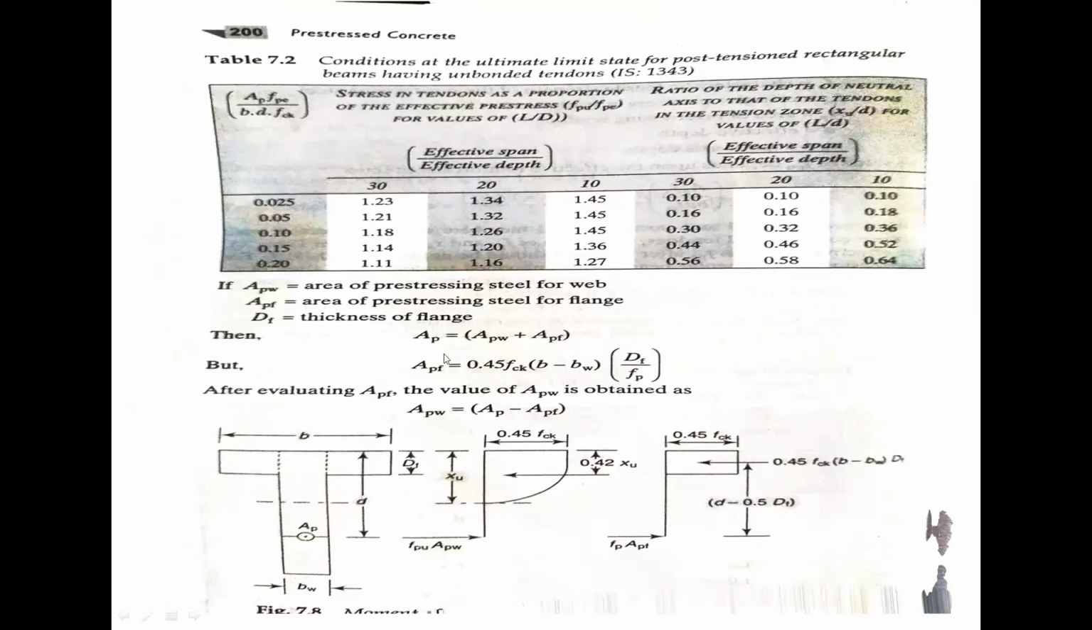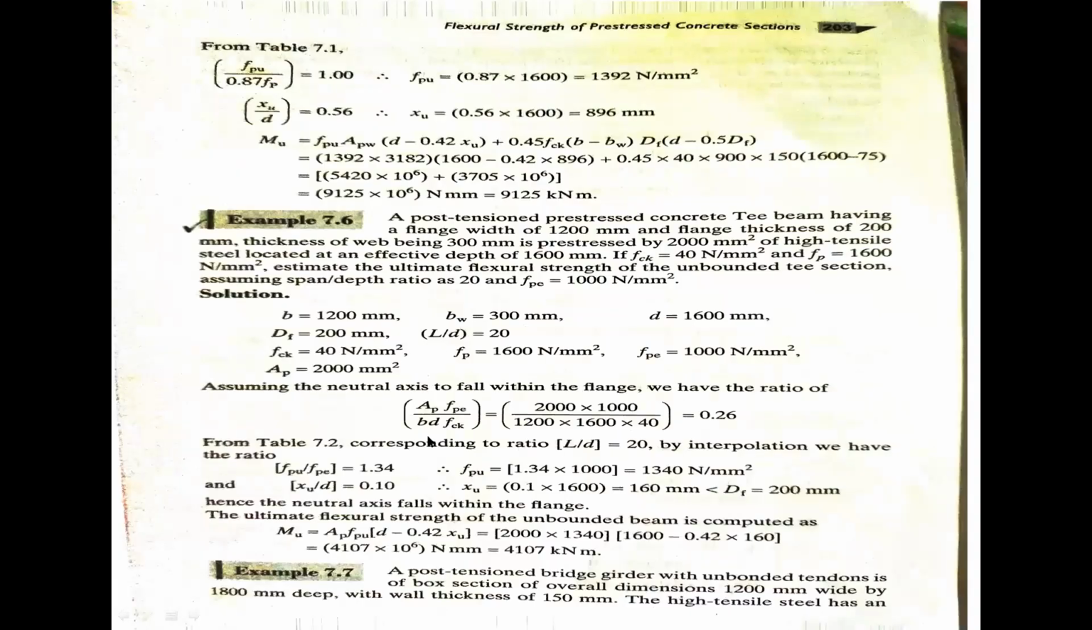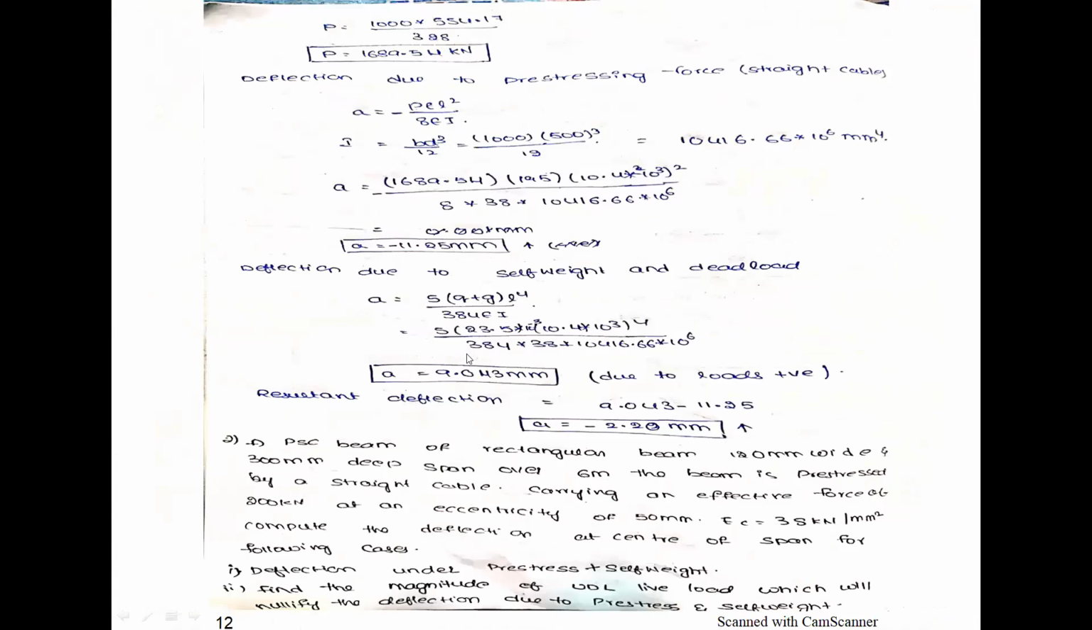Using this formula, particularly this formula, I have to use APF equal to APFW equal to AP minus APF. Finally, we got the formula for the rectangular form. In this, the moment of resistance has to be calculated. This is the main difference between these two example problems, example 7.6 and 7.7. This is the box girder, this is the T-beam. This is how to calculate these two problems.